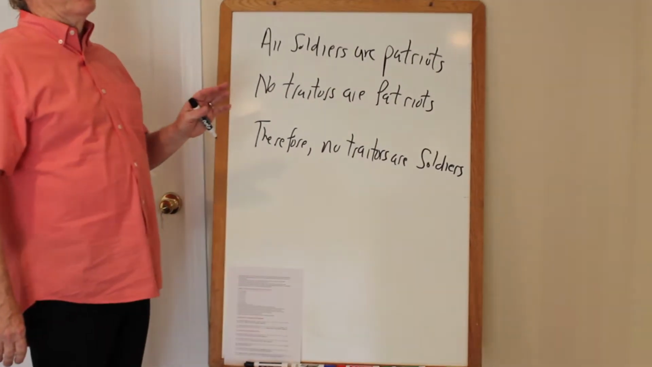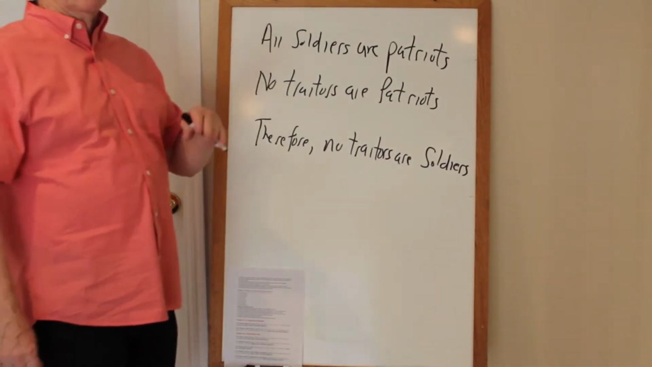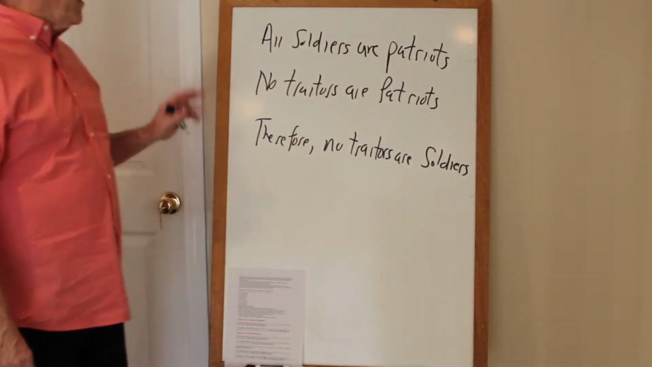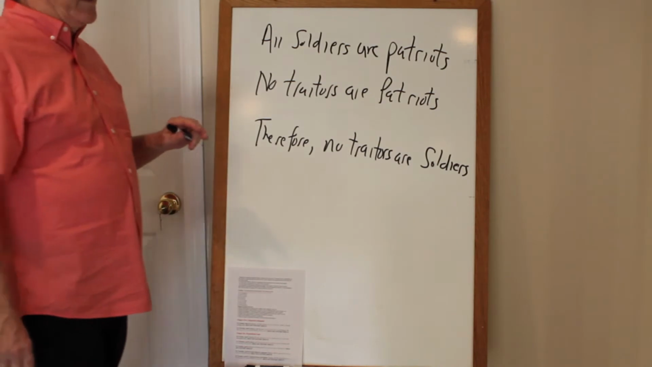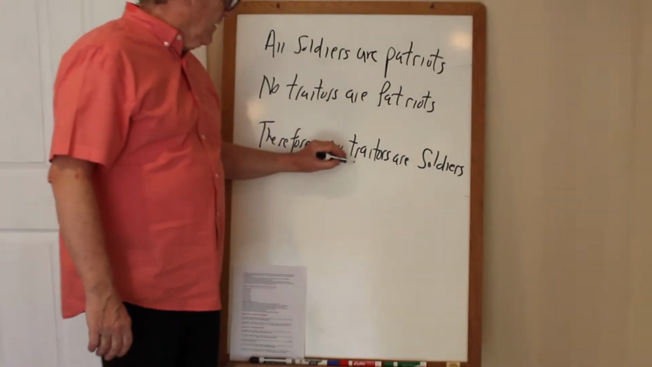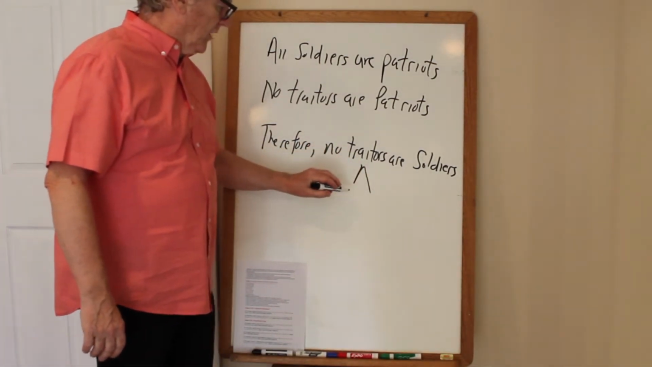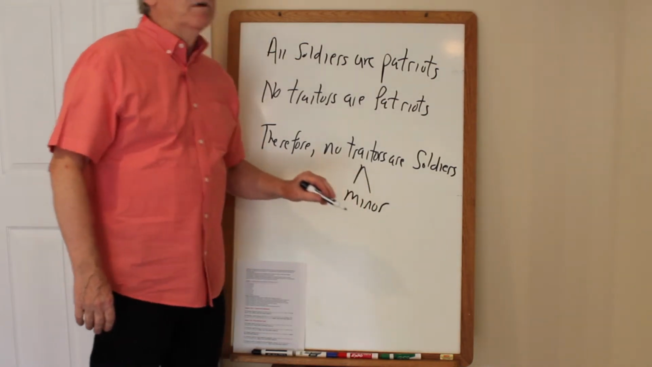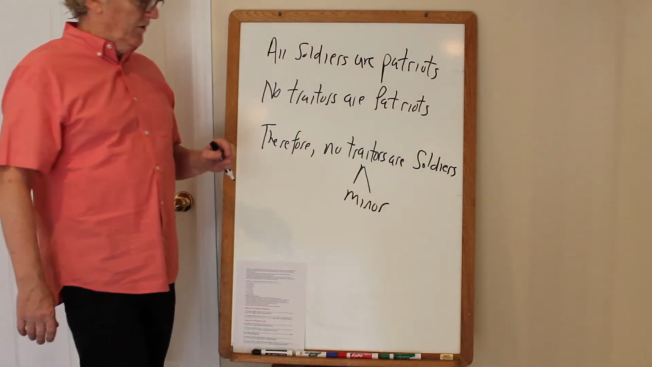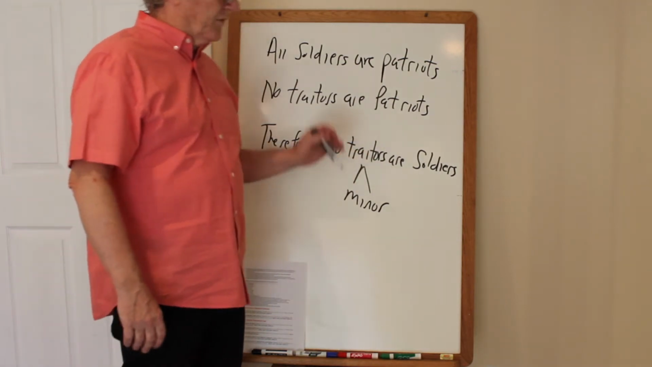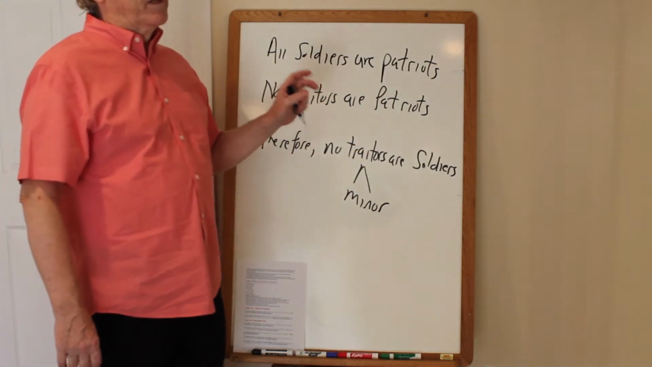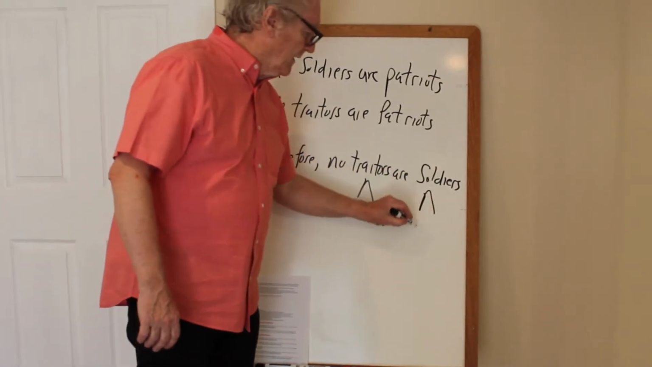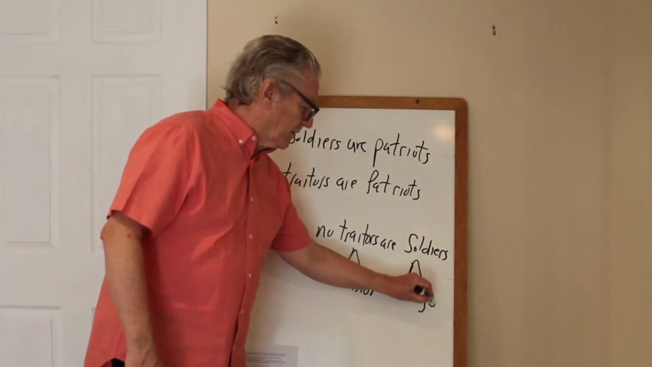So I'm going to diagram this, and you're going to use what I diagrammed to do all the problems in this chapter. Let's start with the conclusion first. The subject term of the conclusion, traitors, is by definition the minor term. The predicate term of the conclusion, the term that comes after the copula or the verb, is the major term, and in this case that's soldiers.